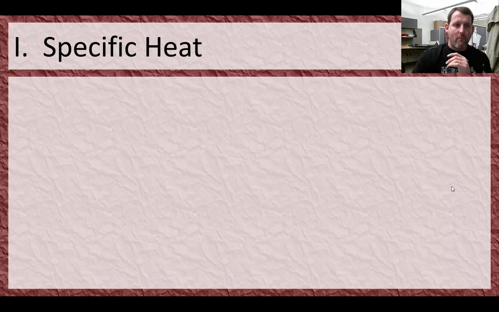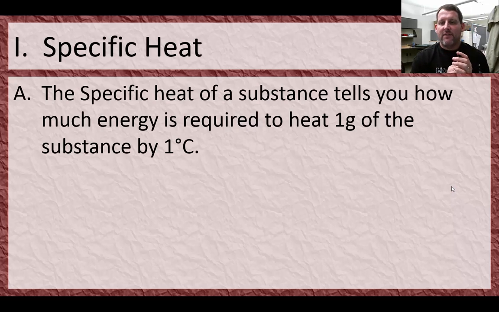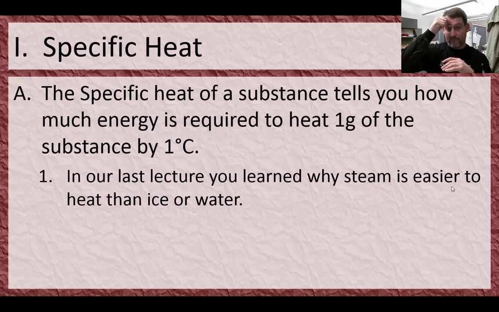Let's get started. The first one we're going to talk about is specific heat. The specific heat of a substance tells you how much energy is required to heat 1 gram of the substance up by 1 degree Celsius. So the specific heat units are going to be something like kilojoules, the energy required, per gram degree Celsius, per 1 gram and 1 degree Celsius. So they're more complex units than we've used in the past. We'll work with them today.